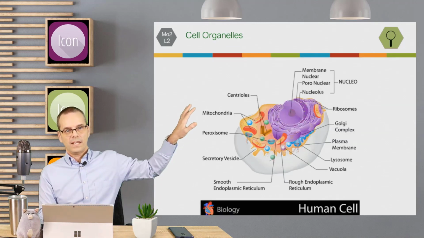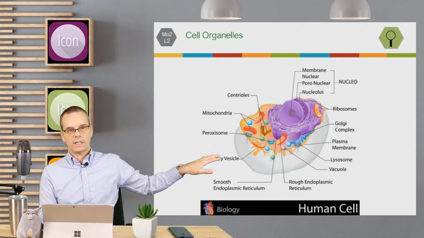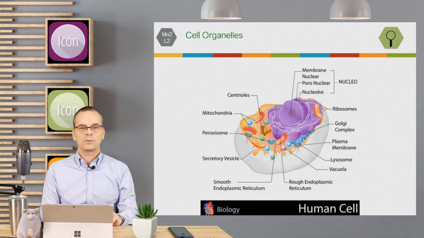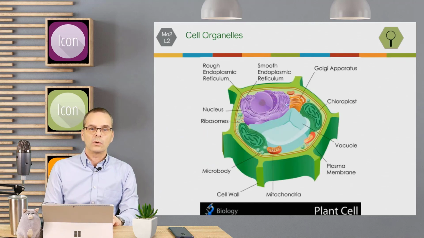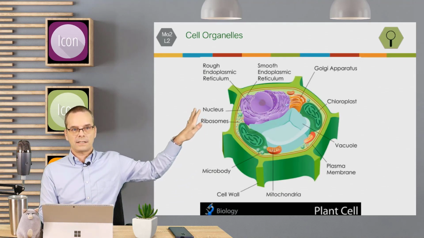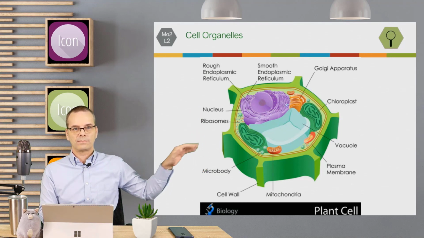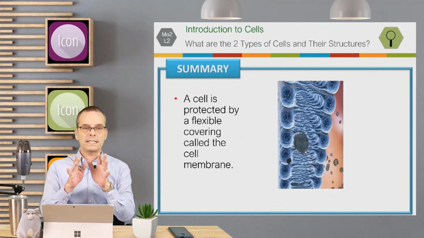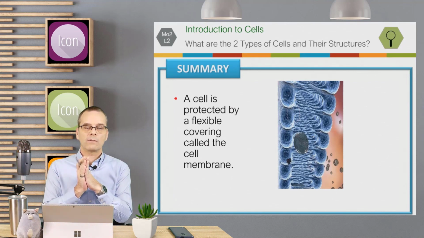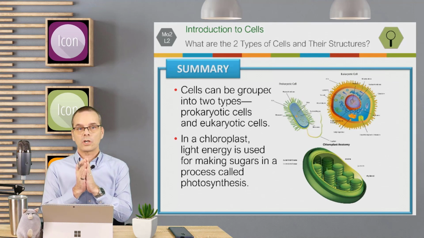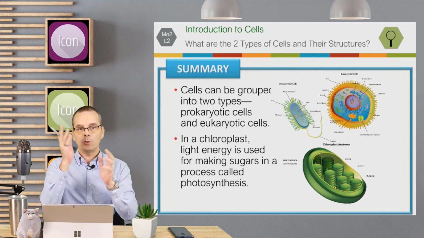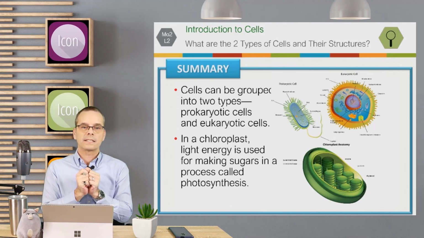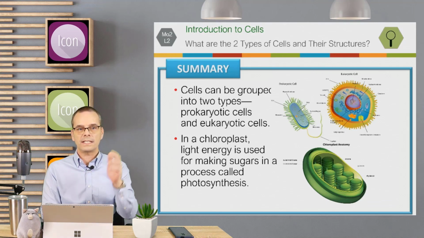So again, here's a nice little human or animal cell for you to look at. Very nice picture. This will be available in your materials. You also have a very nice plant cell, and this will be in your materials. So in summary, remember that a cell is protected by a flexible covering called a cell membrane. Cells are grouped into two types, prokaryotic and eukaryotic. In a chloroplast, light energy is used to make sugars called glucose, in a process called photosynthesis. So it makes energy for the plant out of light.